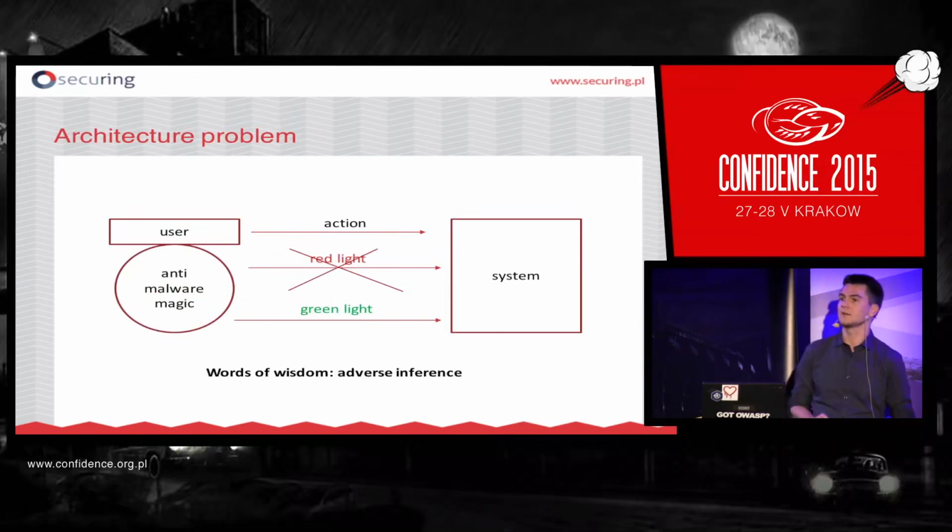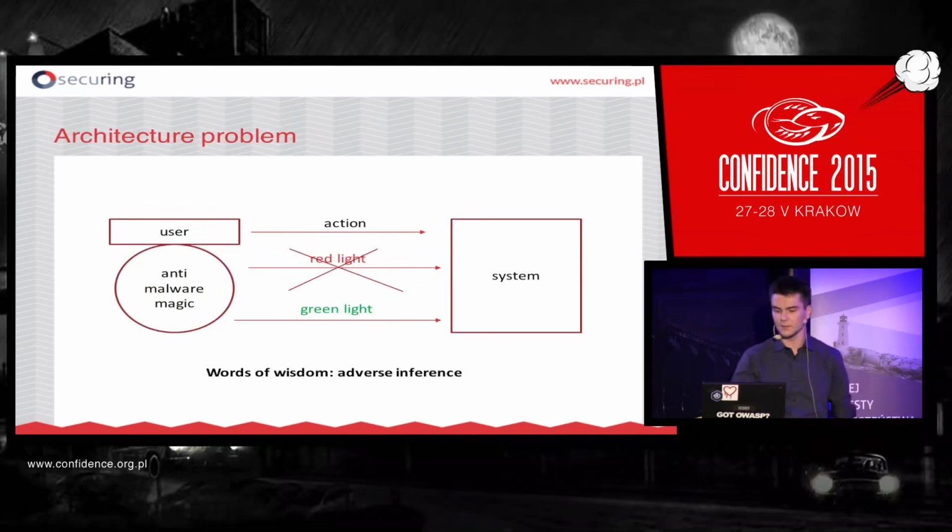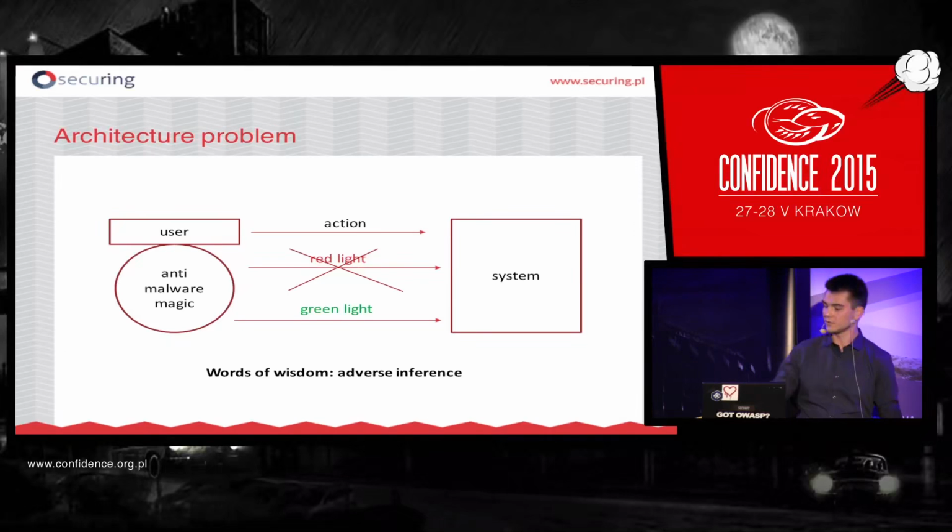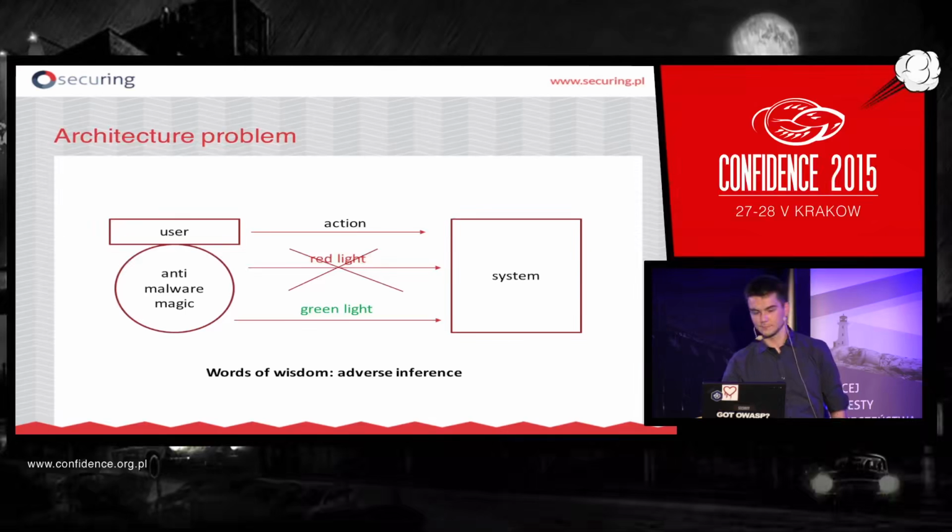And it shows us a bigger architecture problem. Because on the business level, this solution works by sending a red light. So the anti-malware magic script sends a red light: this machine is infected. Why not send the green light instead? So check all signatures, check if there was malware, and finally send, oh, this machine has no malware. Yeah, we call it adverse inference.